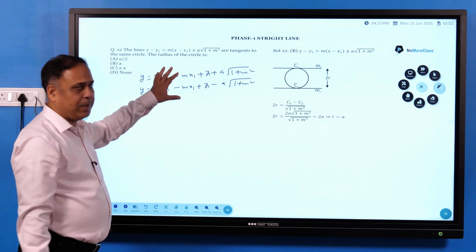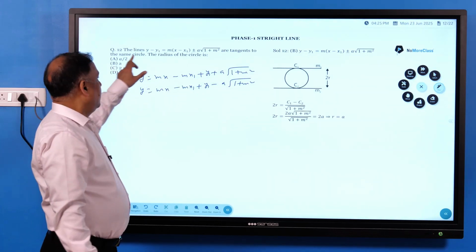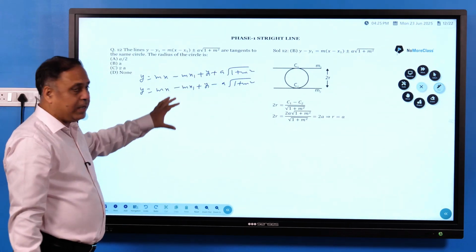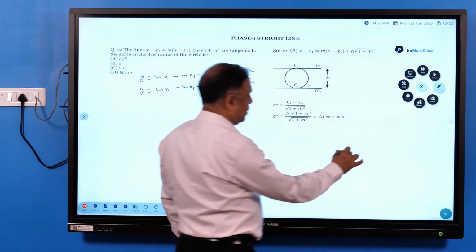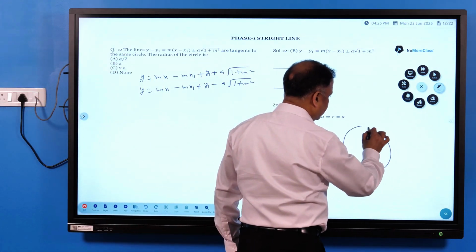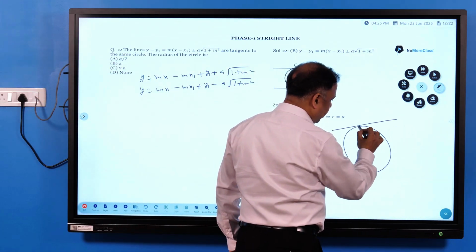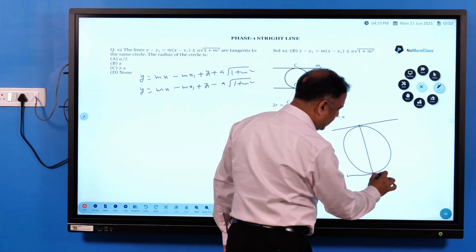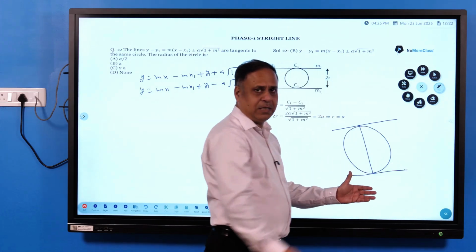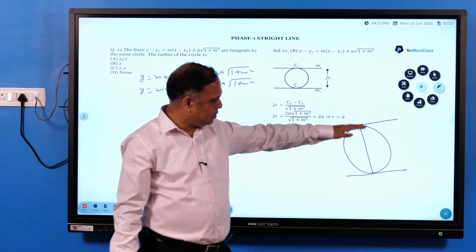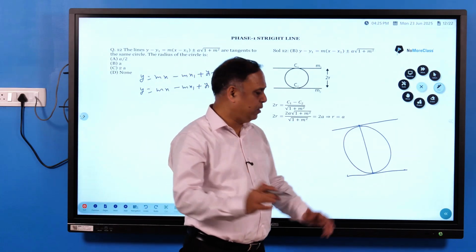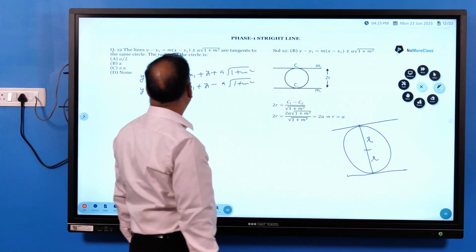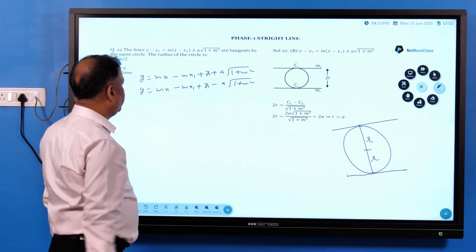So you can see both are parallel lines. The straight lines are tangent to the same circle. When tangent lines are parallel, suppose this is one line and the parallel line is tangent, it must be diametrically opposite. So what will be the distance between the parallel lines if they are tangent to the same circle? Diameter is equal to it. So if this is r, this also must be r. So I will find the distance between the lines.